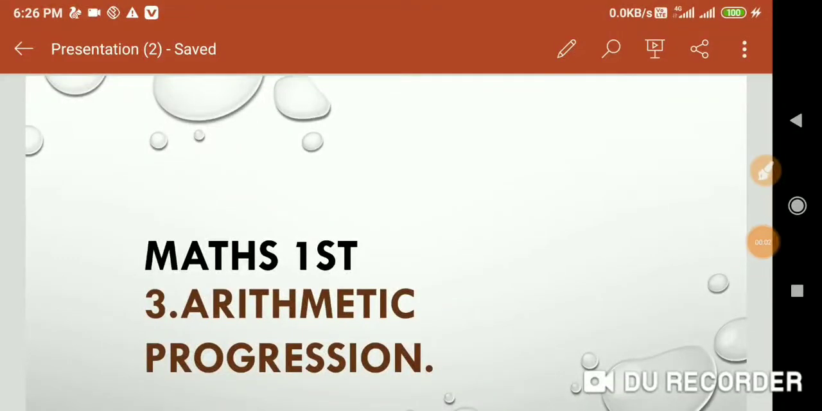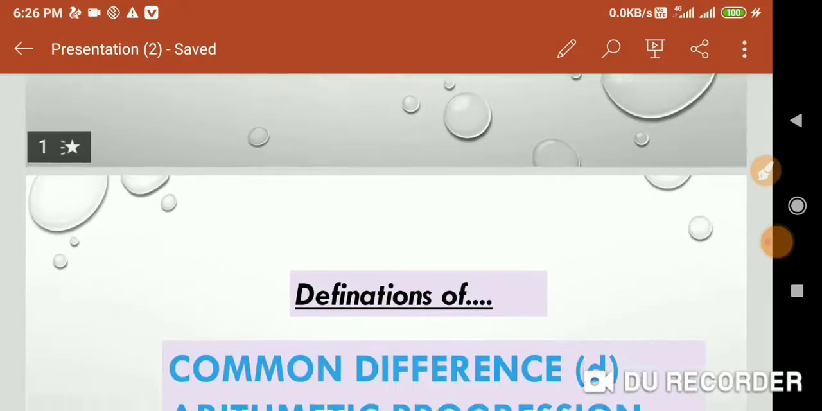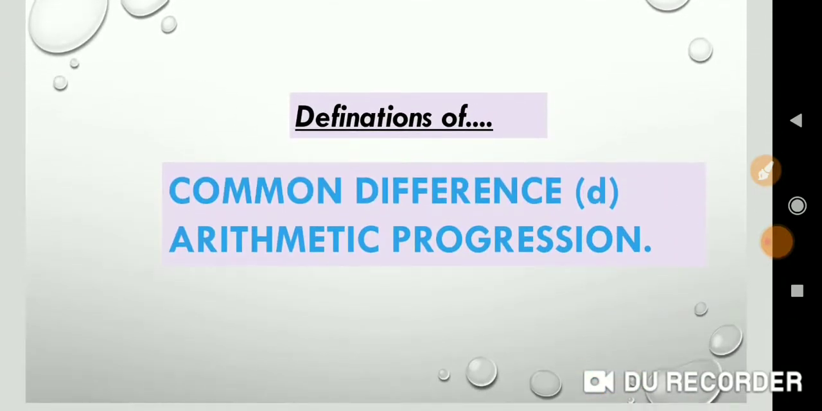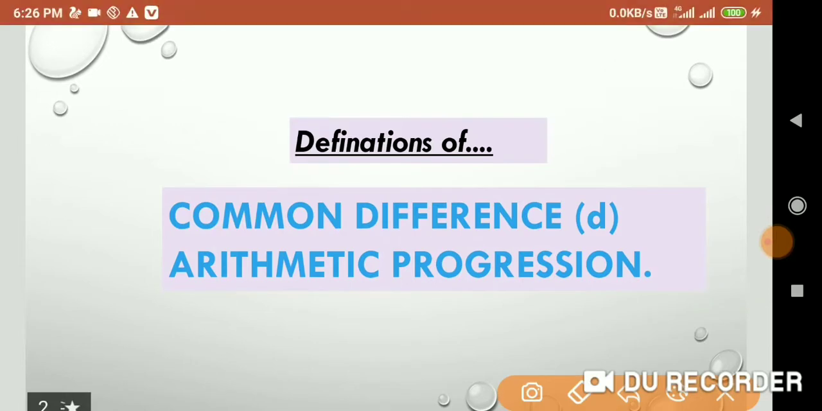Student, today I take math first, chapter number 3, arithmetic progression. In this chapter, we see the definition of common difference D and arithmetic progression, that means an AP. In this chapter, we discuss two points. The first point is how to find the common difference D between two consecutive terms. And the second point is whether the sequence is an AP or not.